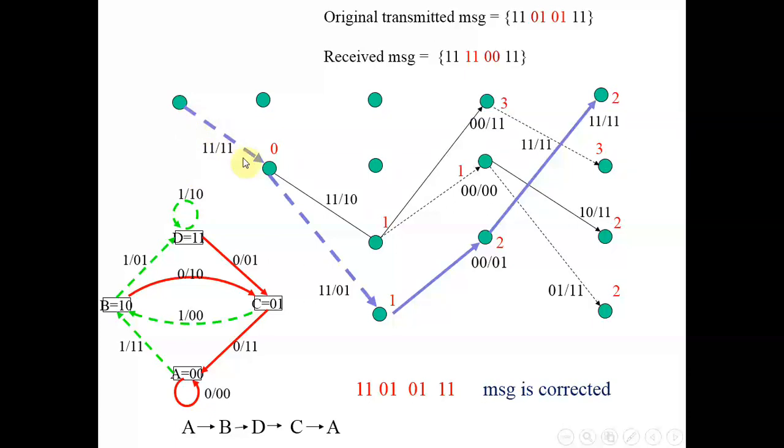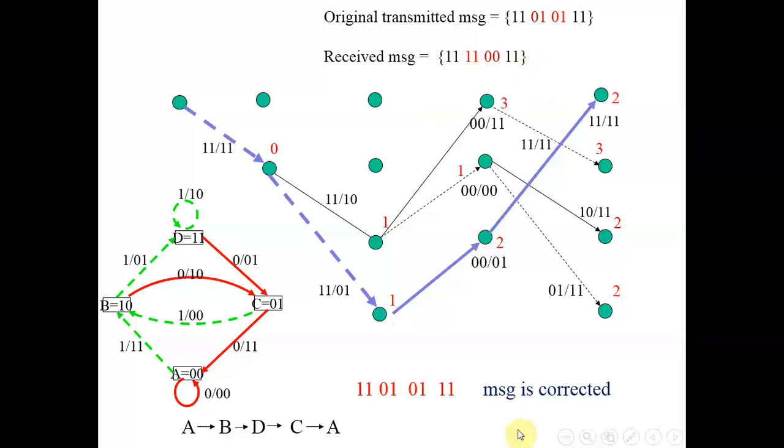So if I take this path as I am coming from A to B, what is the output? 1, 1. Then I am going from B to D, what is the output? 0, 1. Then I am going from D to C, again what is the output? 0, 1. And when I go from C to A, what is the output? 1, 1. So actually what I have got? 1, 1, 0, 1, 0, 1, 1, 1, which will match with the transmitted code word. Actually we calculated the process for this received code word, 1, 1, 1, 1, 0, 0, 1, 1.